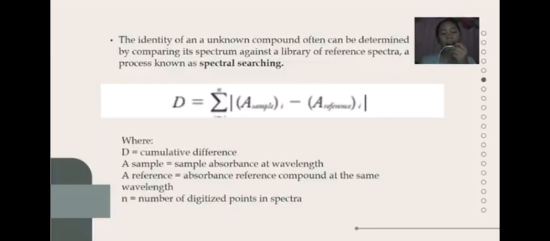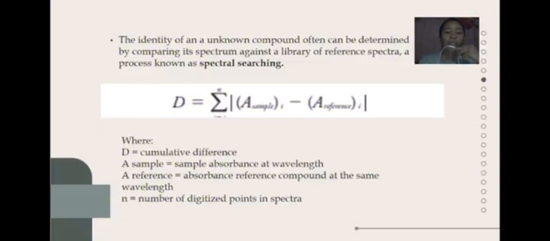There is also an equation for identifying an unknown compound, where D is the cumulative difference, A sample is the sample absorbance at a wavelength, A reference is the absorbance of the reference compound at the same wavelength, and N is the number of digitized points in the spectra. So that is the qualitative application of UV spectroscopy.